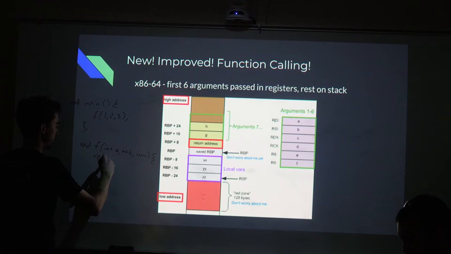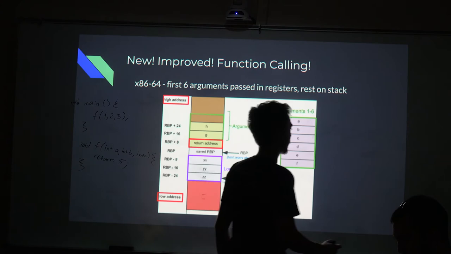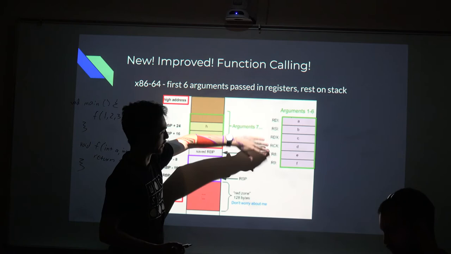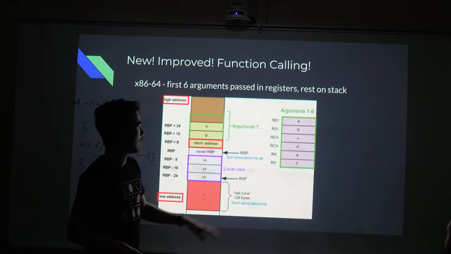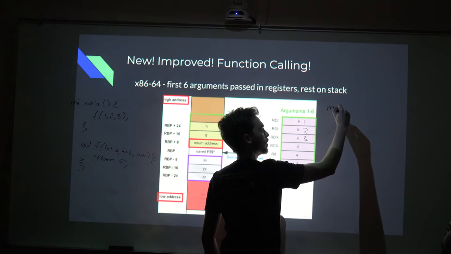So before we call f, we need to store its arguments somewhere. The way that x86-64 does it is it has these registers: RDI, RSI, RDX, RCX, R8, R9. Don't have to memorize them. You can Google it or refer to the slides. And it stores the first 6 arguments here. So in our case, 1, 2, and 3, we would store these here, here, and here. What does that look like in assembly? It's mov.